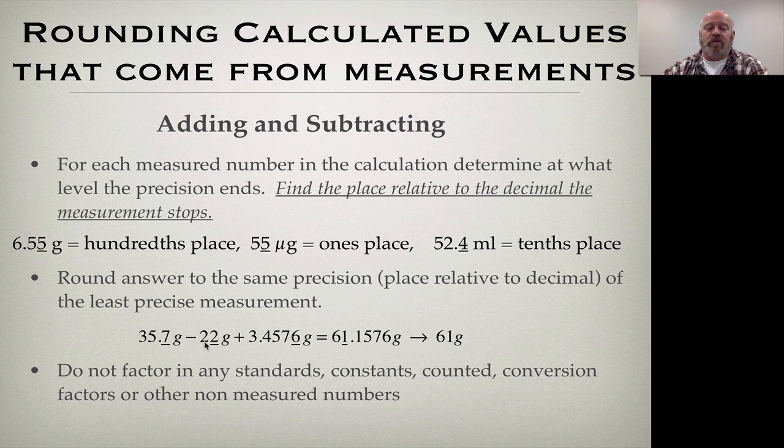So this 22, we're just going to say, well, it's the ones column, tenths, ones, and 10,000ths. The ones column is the least precise, so our answer has to be rounded off to the ones column also. It has nothing to do with the fact that this happens to have two sig figs in it. That is completely a coincidence. It is only rounded because of the location where this measurement ended. Again, for standard numbers, constants, counted numbers, conversion factors, and anything else that's not measured, you would not factor that into your rounding.